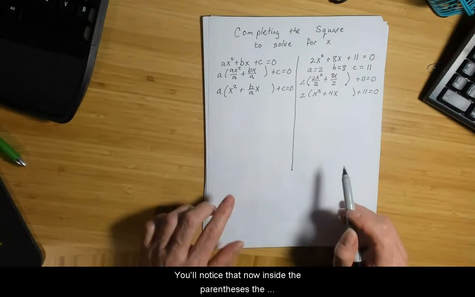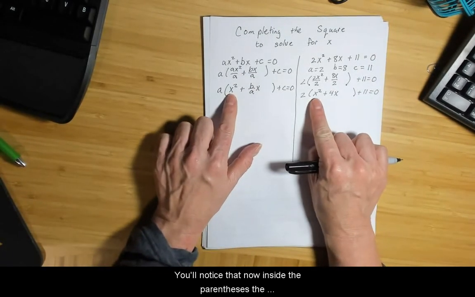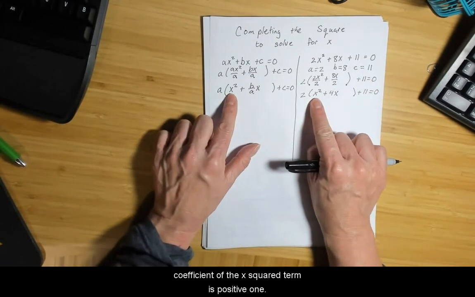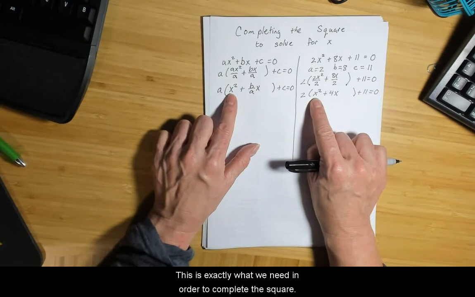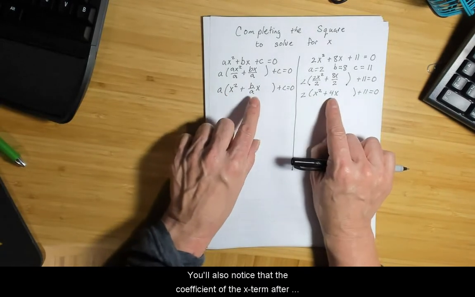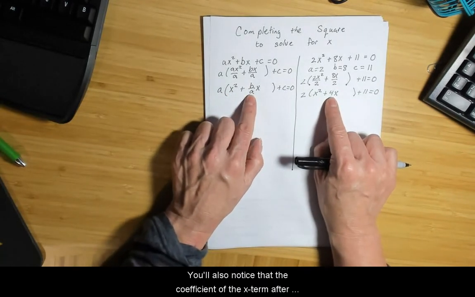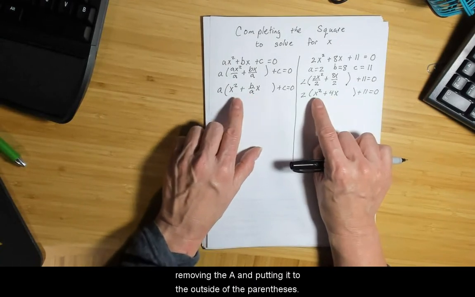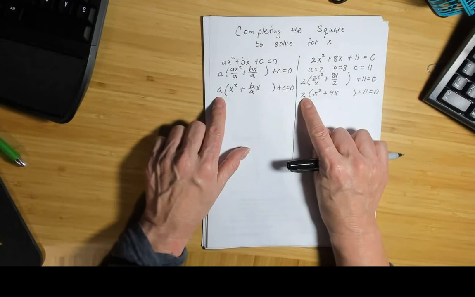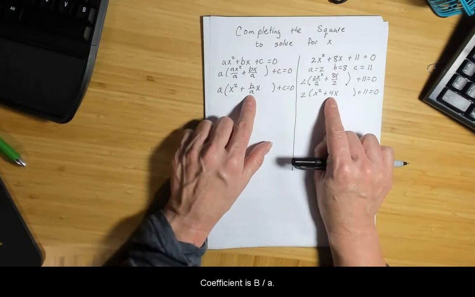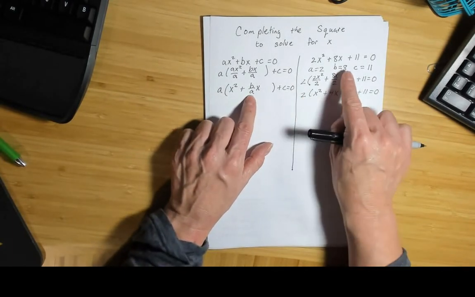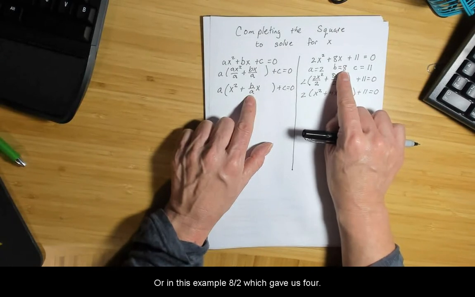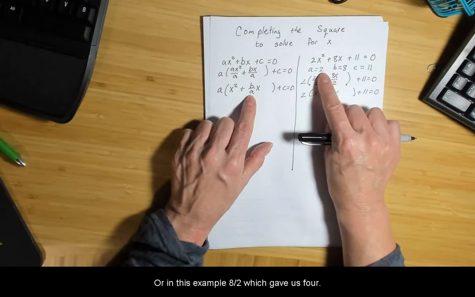You'll notice that now inside the parentheses, the coefficient of the x squared term is positive 1. This is exactly what we need in order to complete the square. You'll also notice that the coefficient of the x term, after removing the a and putting it to the outside of the parentheses, is b divided by a, or in this example, 8 divided by 2, which gave us 4.